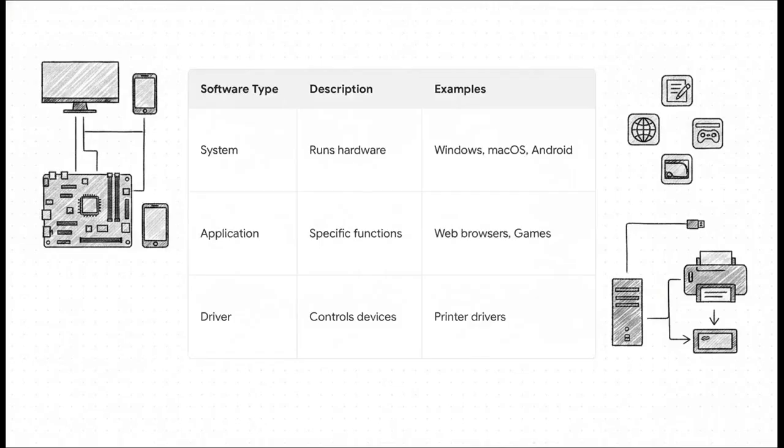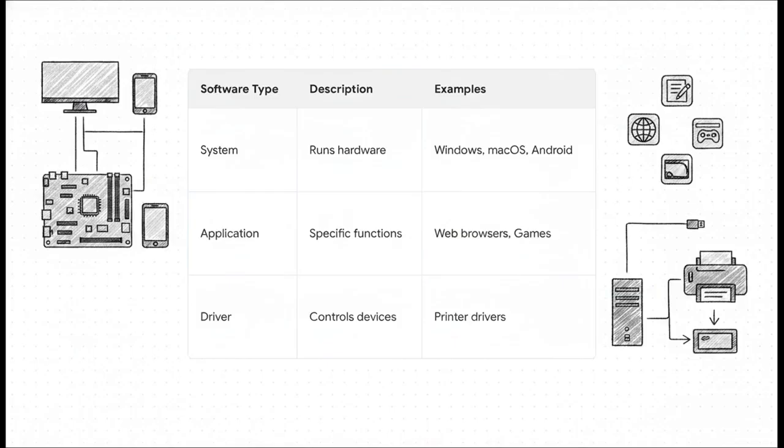Let's quickly unpack that invisible set of instructions we call software, because it's not just one big thing. It actually comes in 3 distinct flavors. First up, system software. This is the main interface between the hardware and the apps you use. It runs the hardware. Think Windows, macOS, or Android.